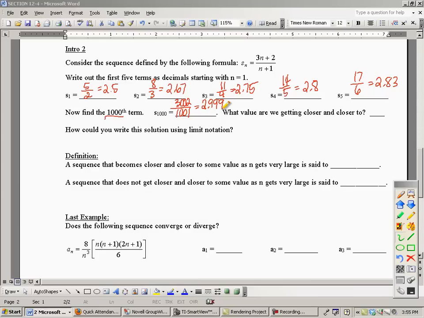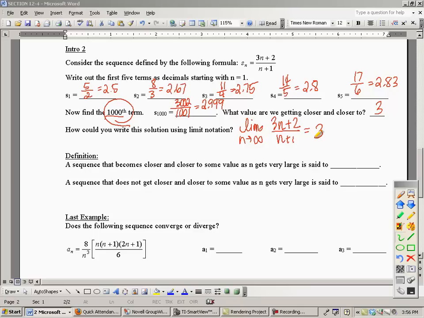Now, looking at a value like this, can we tell where I'm approaching? Absolutely. In this case, it looks like it goes to 3. So what we say is the limit as n gets closer to infinity. As I get really, really big values for n, of my sequence (3n + 2)/(n + 1), I get closer and closer and closer to 3.